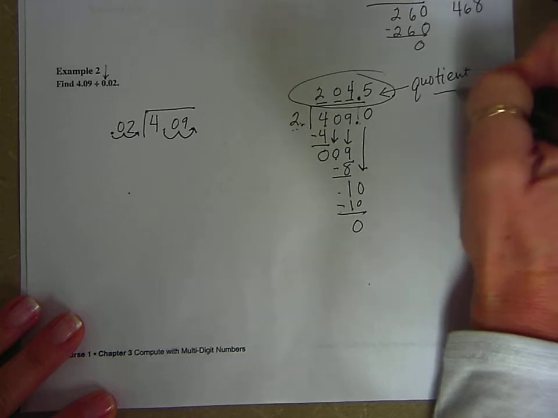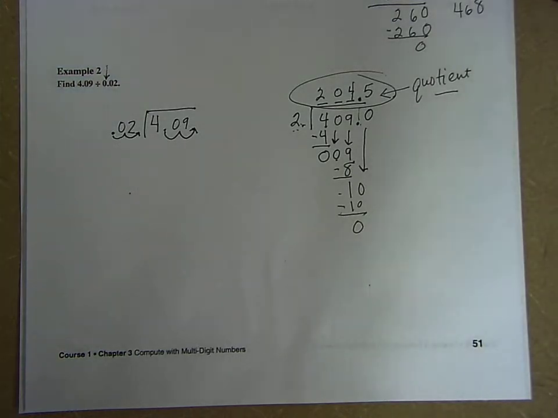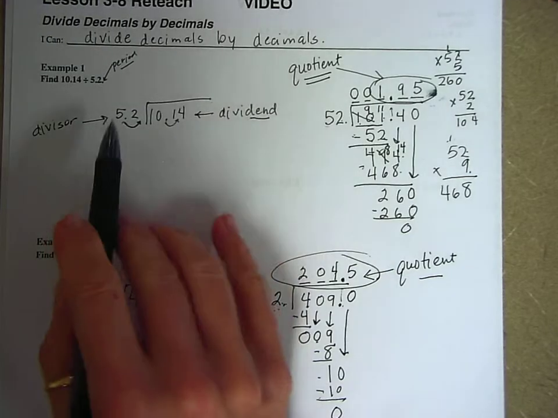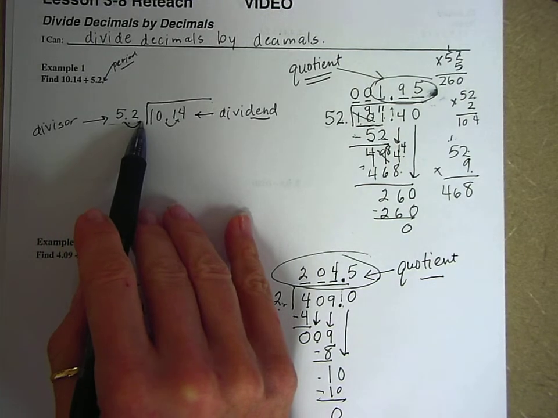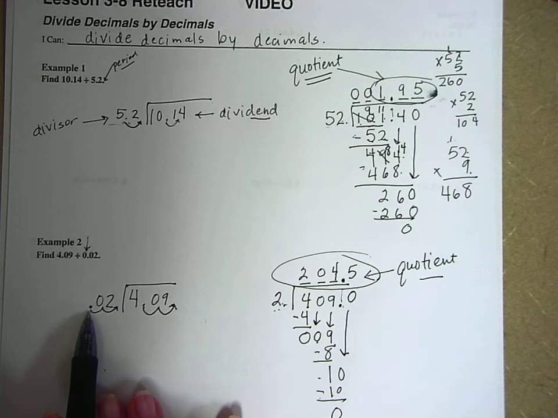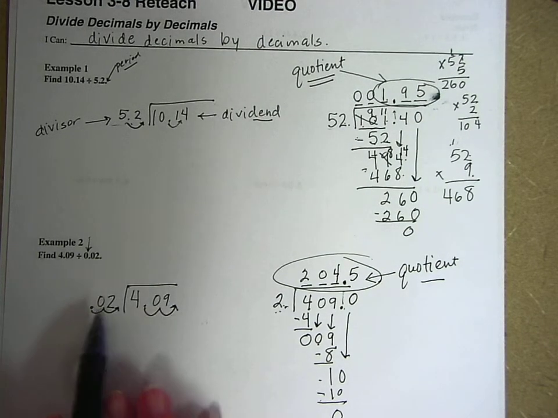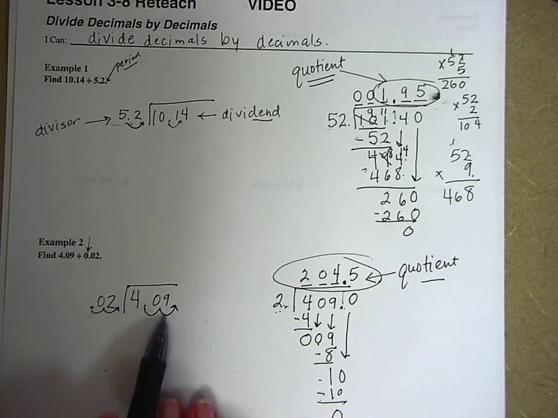Okay, so the difference today is that your divisor will not be a whole number and you have to change it into a whole number. And if you move one place to the right to make it a whole number, then you move this one place to the right. If you move it 2 places to the right, then you move it 2 places to the right. Whatever you do to the divisor, you have to do to the dividend.